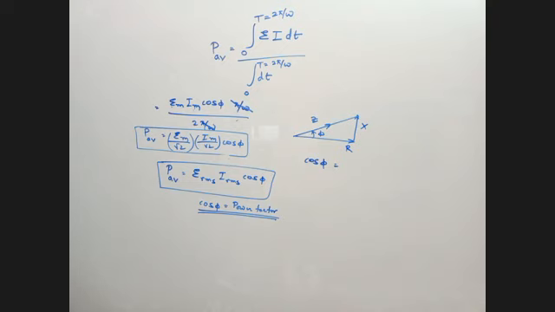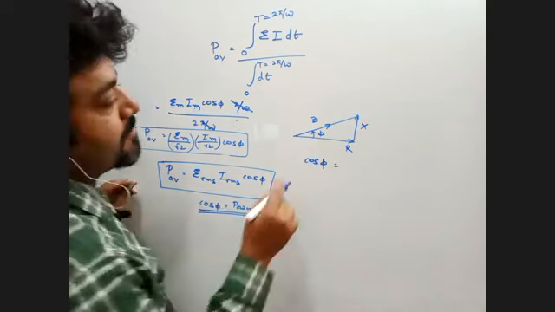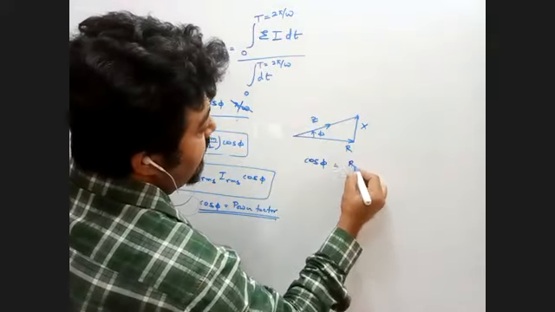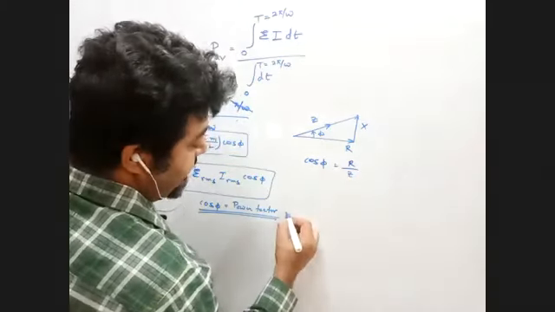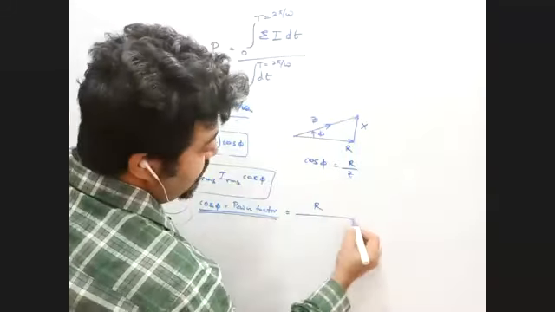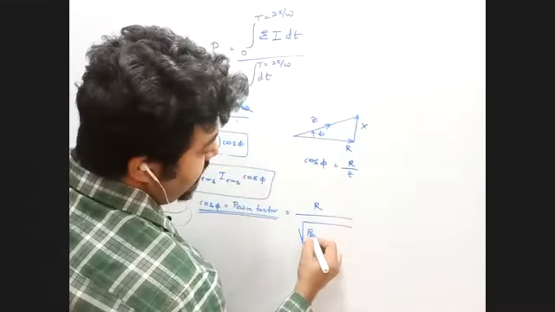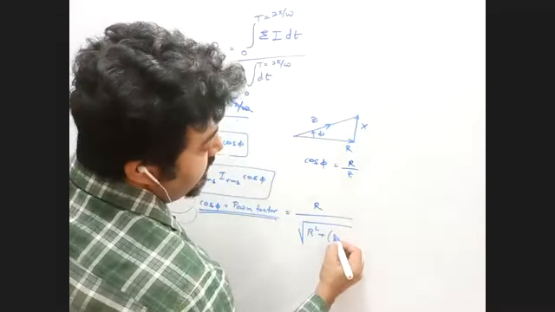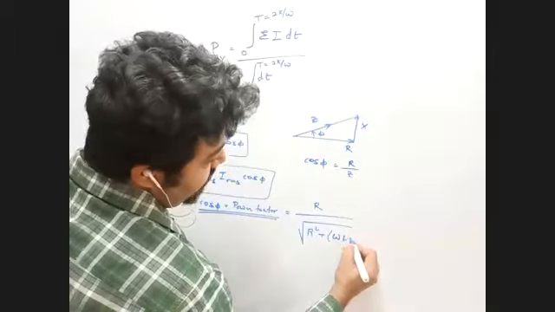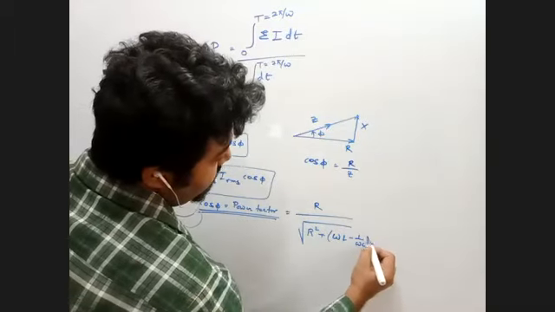What do you mean by cos phi? Cos phi is base upon hypotenuse, so R by Z. So you can write this cos phi is R by Z. What do you mean by Z? Z is root of R square plus (XL minus XC) whole square, that is (omega L minus 1 by omega C) whole square.